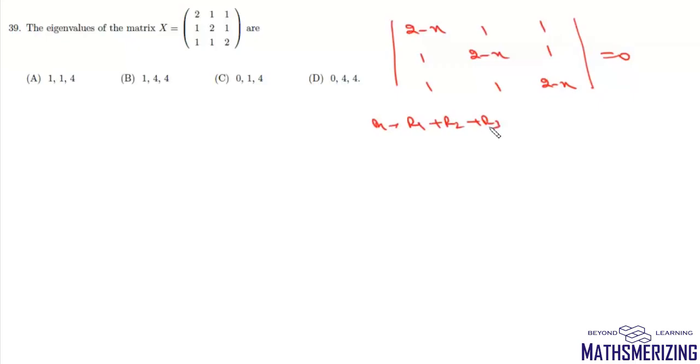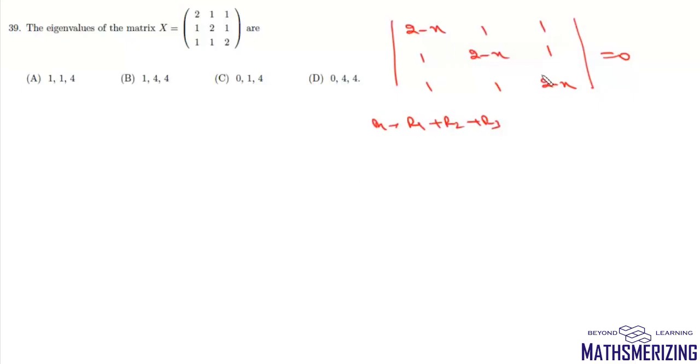Now question number 39 is, we need to find eigenvalues of this matrix. So we can write the characteristic equation as 2 minus x, 2 minus x, 2 minus x, and it will be 1, 1, 1, 1, 1 and 1, and it should be equal to 0. Now what we'll do is we'll write R1 as R1 plus R2 plus R3.